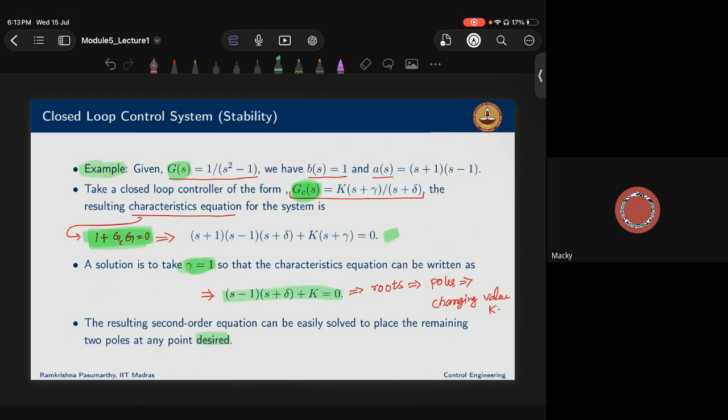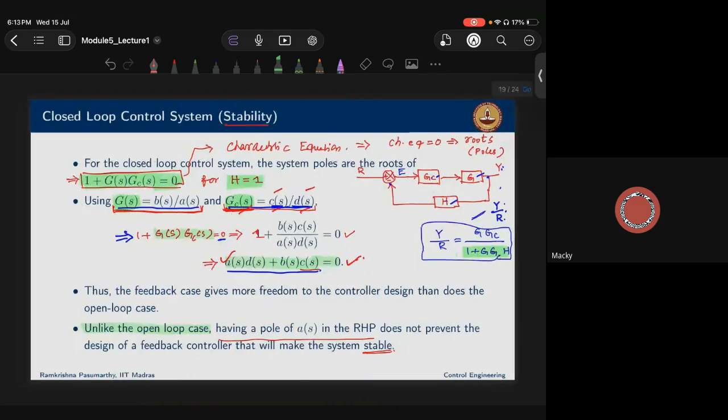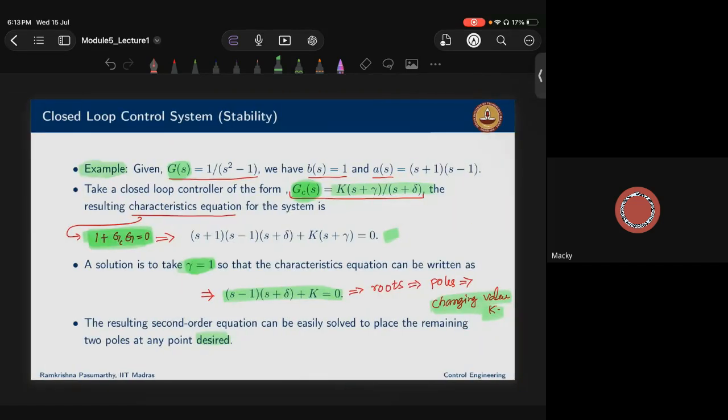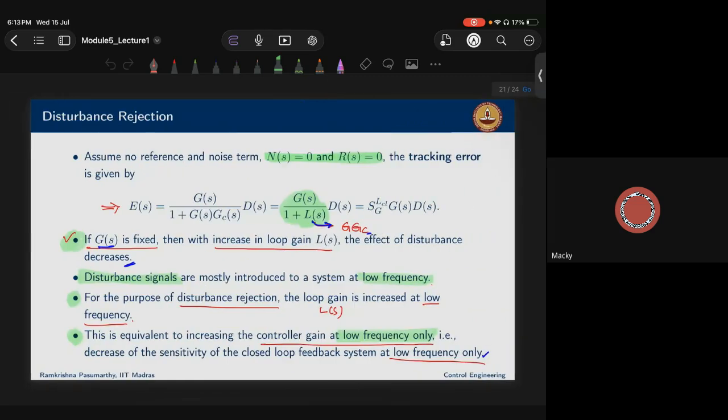Now see this entire equation. Here, if you know your delta value, you can change the pole's location by changing the value of the k. So where does that k come from? The k is part of GC of S, which is nothing but the choosing of this C of S or D of S. So that is how you can change the stability of the system.